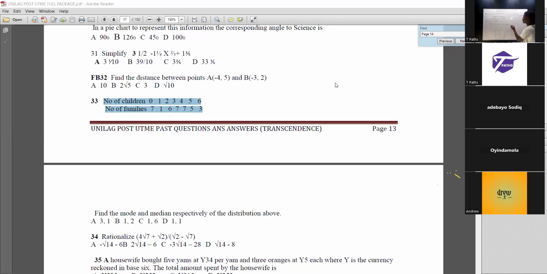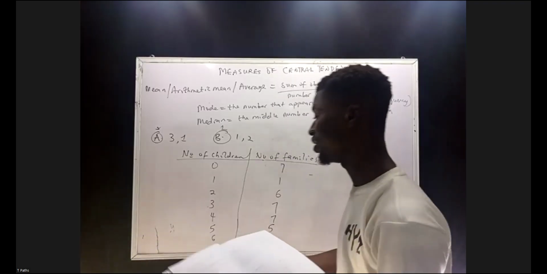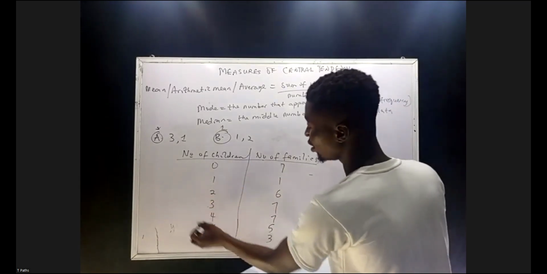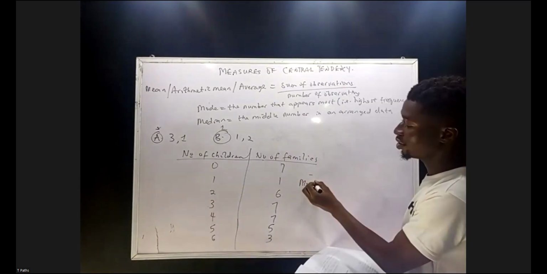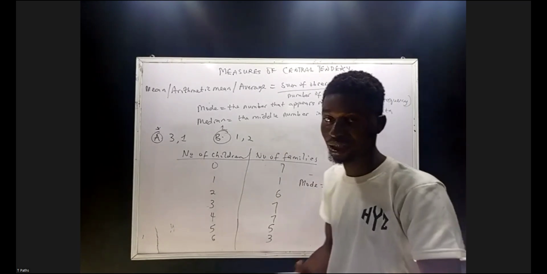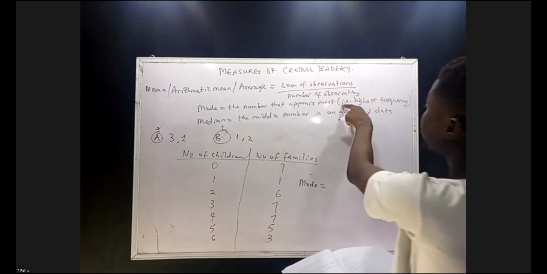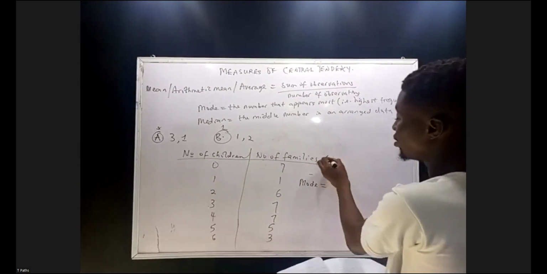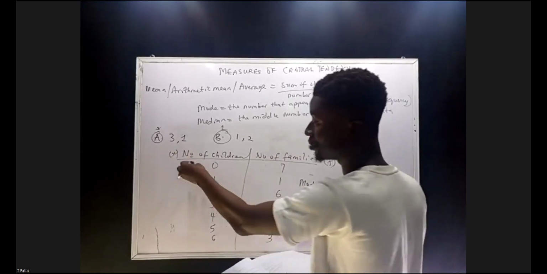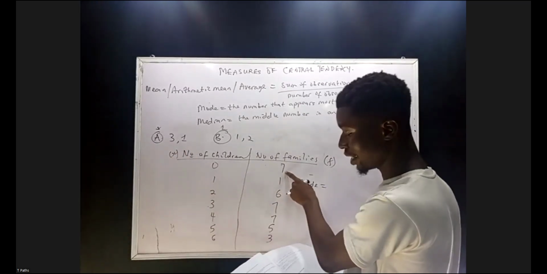So now, no need to calculate fx because this is not asking for the mean. We asked for the median and the mode, right? So now let's get the mode of this. Now your mode is simply what? Remember, I told you mode is the one with the highest frequency. This is your frequency, this is like the X. So the one with the highest frequency is 7.